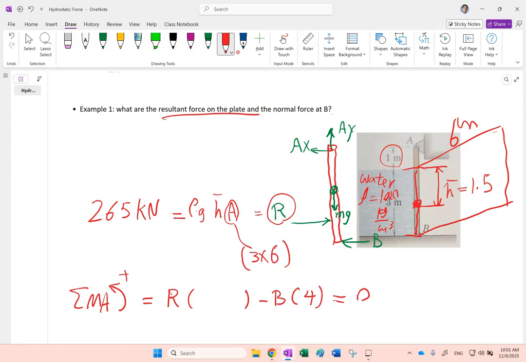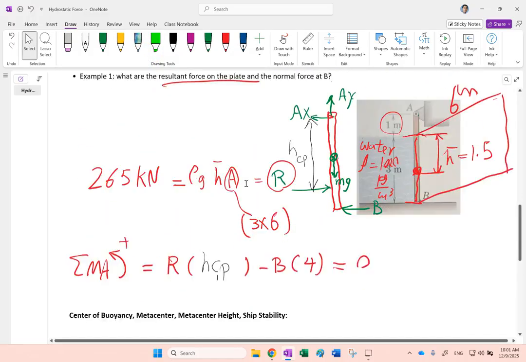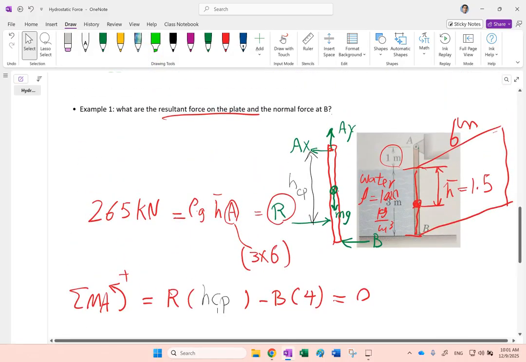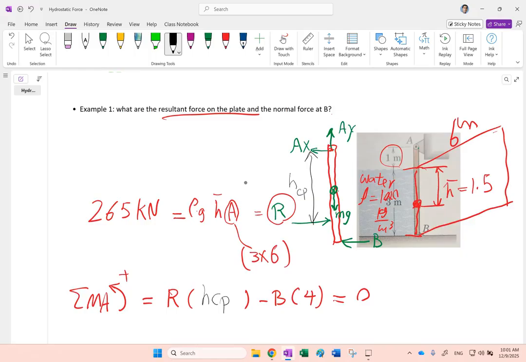So the question now is, what is this distance? Where does this resultant force act on this object? And this is that center of pressure here. So there are two ways we can solve it. We can find HCP, okay? One is using the formula I showed you. The second one is just by simply drawing the pressure profile. So you know the pressure profile, you start from basically 0 here and increasing linearly like this, right? So this is what you do.